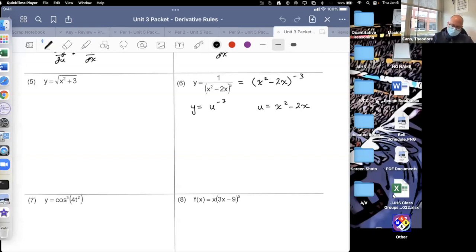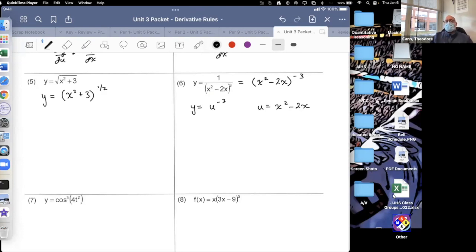All right. So first thing you want to do is identify the appropriate u, but in doing so, you may want to change the format of the given equation or function. So we have y equals the square root of x squared plus 3. I prefer not to have a radical in there if possible, because I want it to be as power rule ready as possible. So y equals the square root would become x squared plus 3 to the 1/2 power.